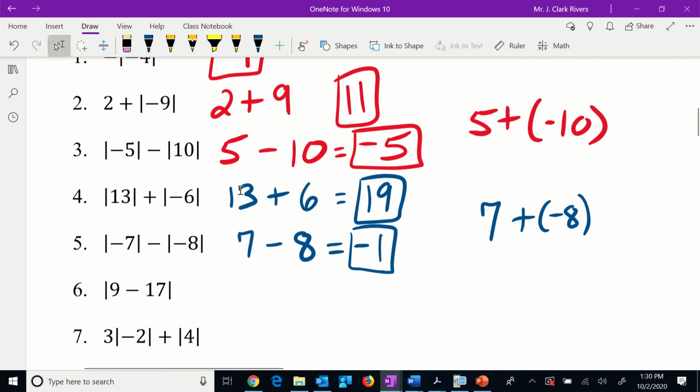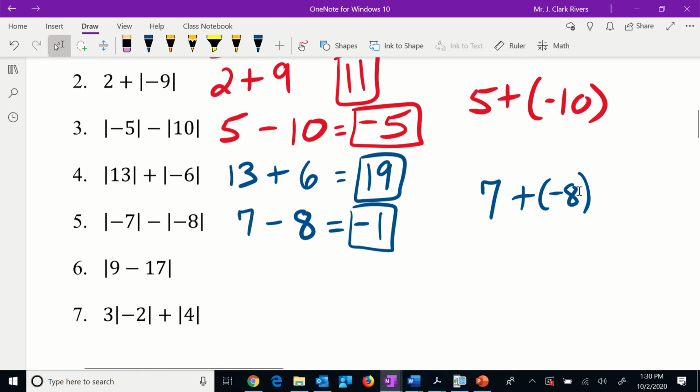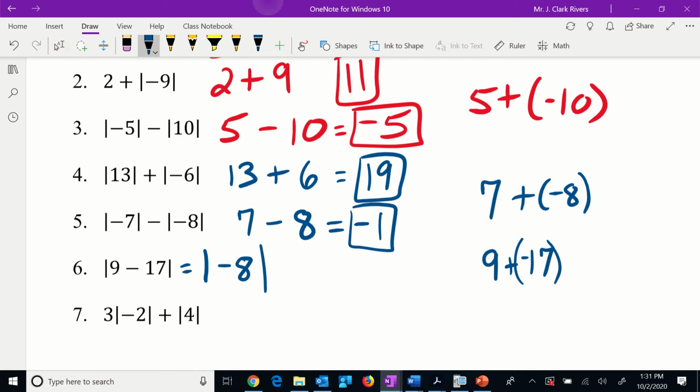Number 6, we're going to perform the operation inside the absolute value first, then we're going to take the absolute value. So the absolute value of, what is 9 minus 17? Well, 9 minus 17 is like 9 plus -17. Which number is further from 0, -17 or 9? -17 is, right? So we know it's going to be negative. How far is 9 from 17? They are 8 units apart. So this is the absolute value of -8.